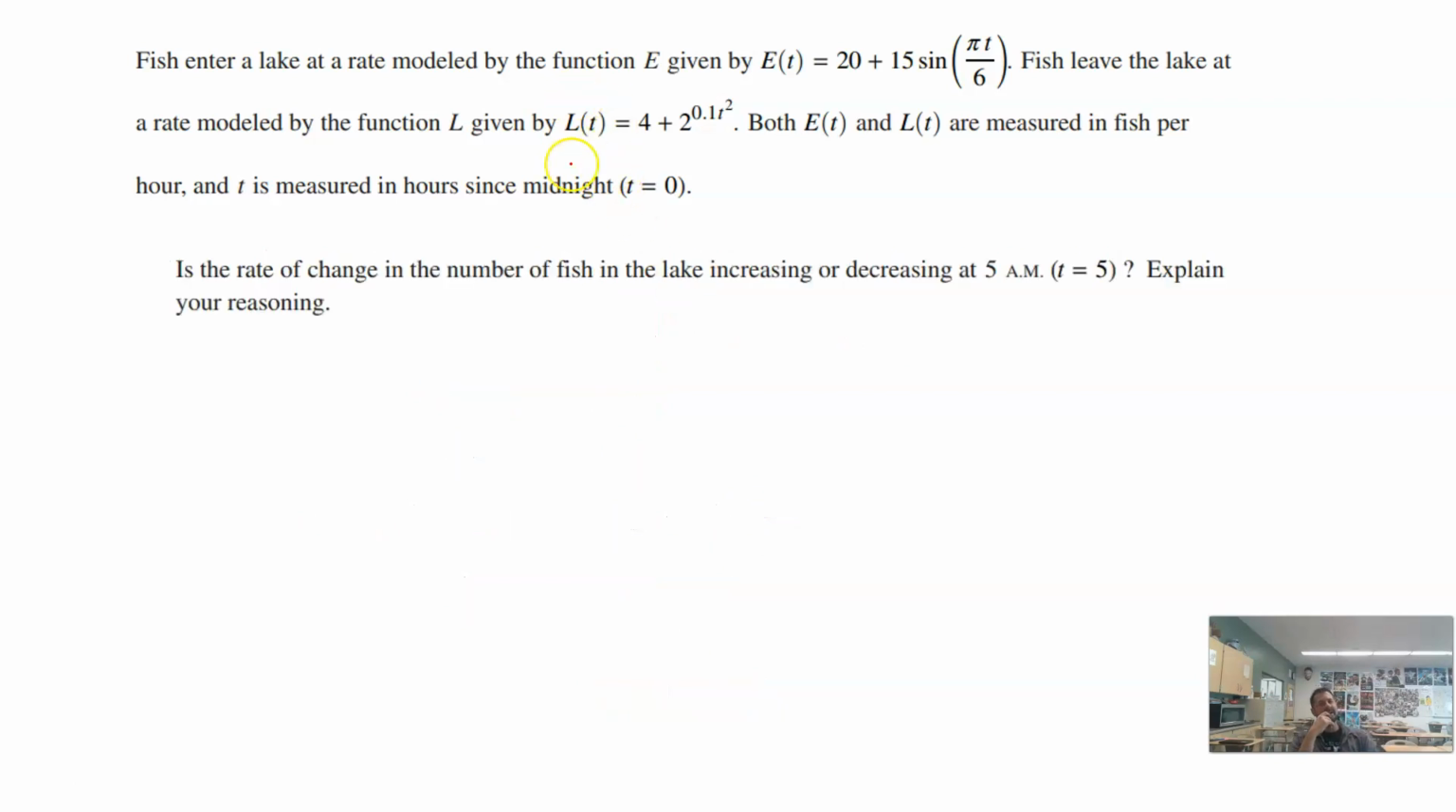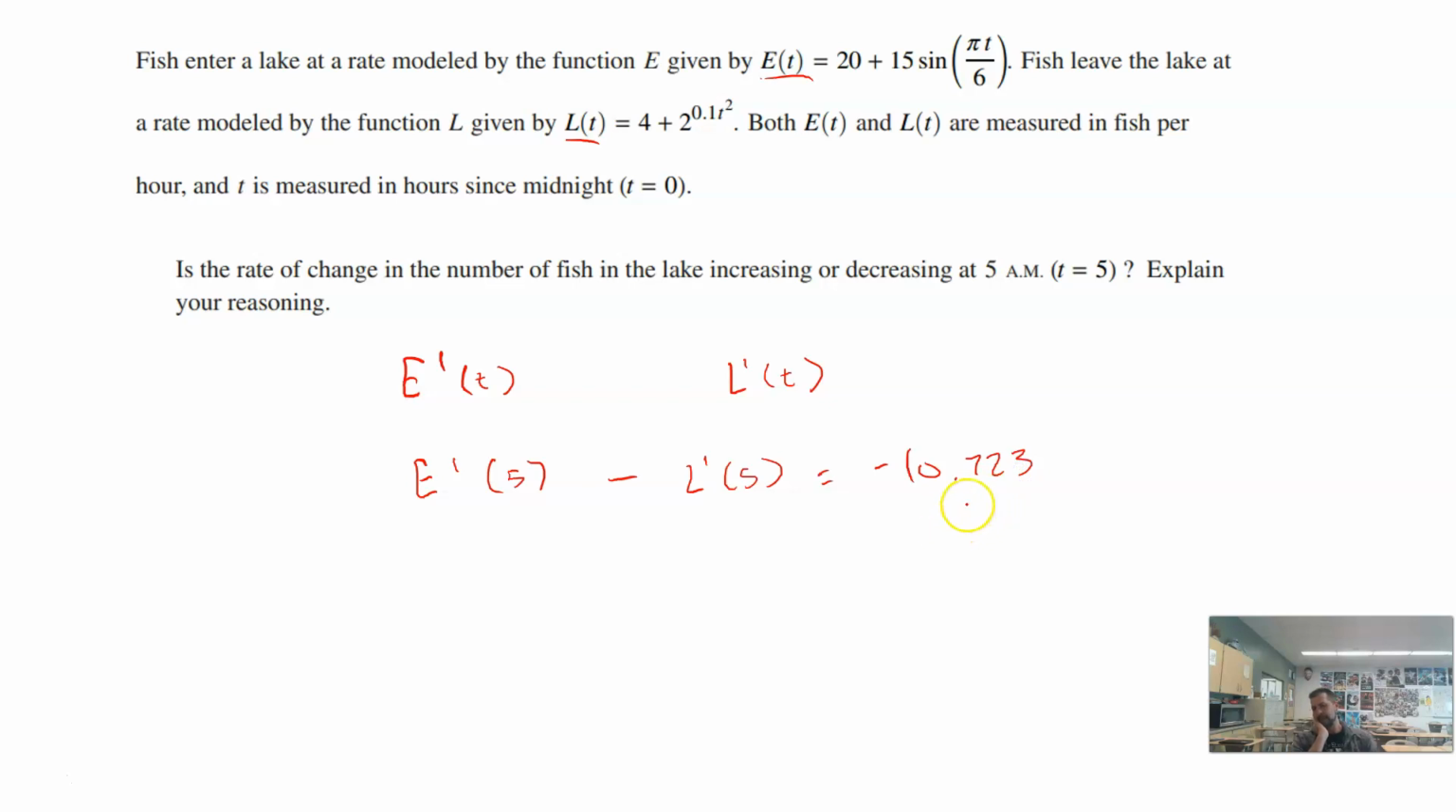Lastly, and this is kind of tricky, it wants to know, is the rate of change in the number of fish in the lake increasing or decreasing? Now, it wants to know if this rate is increasing or decreasing. So what I have to do is find E prime of t and L prime of t, and then I plug 5 into them. A good way to do this is I say E prime of 5 minus L prime of 5. When I do that in this case, I get a negative number. In fact, I get negative 10.723.